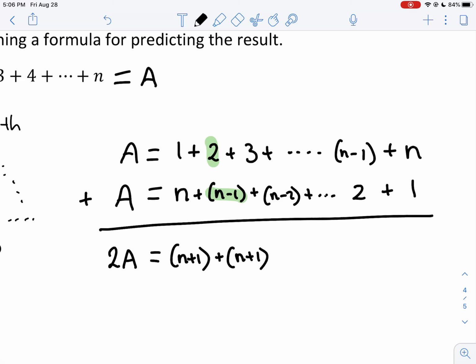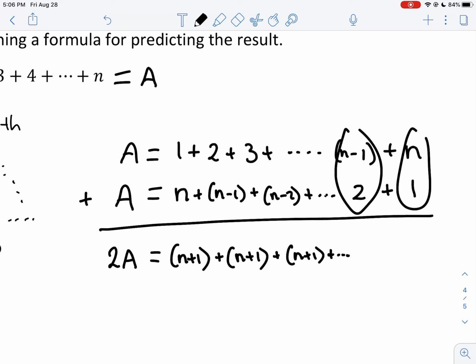So we have another copy of n plus 1 by adding the second column. Third column, we have n minus 2 and 3. If we have n minus 2 and I add 3 to that, that's going to take it back up to n minus 1. And we should get n plus 1s all across the board. Look at the second to last, and then the last. Add those. N minus 1 plus 2 also takes us to n plus 1. And then the last one, just n plus 1.